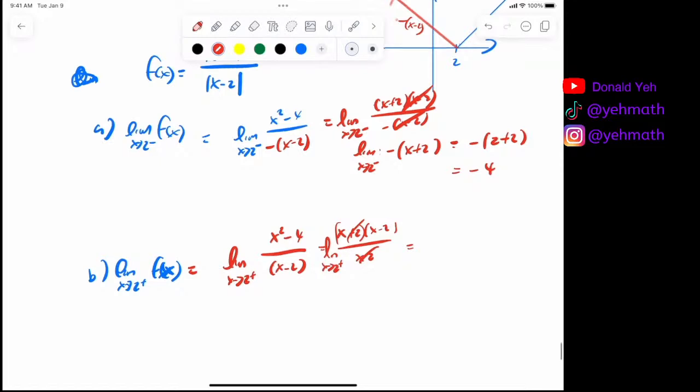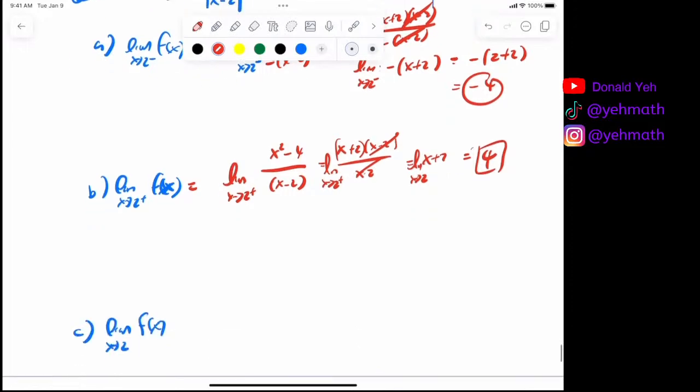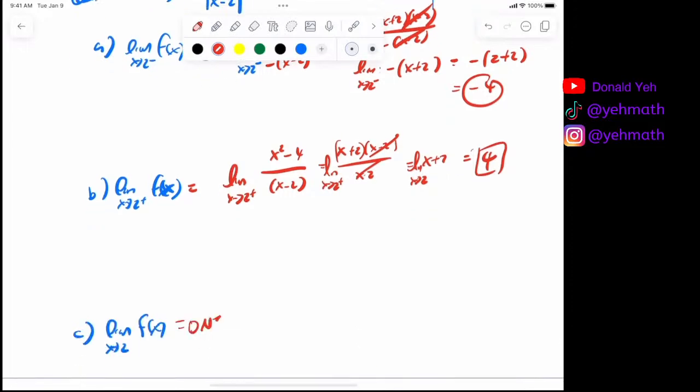Oh, sorry, I canceled wrong. Should cancel this one. So x plus 2. Limit x approach to 2 is going to be 4. So obviously those two are not the same. Limit does not exist. Last one is actually the easiest one. Got it?